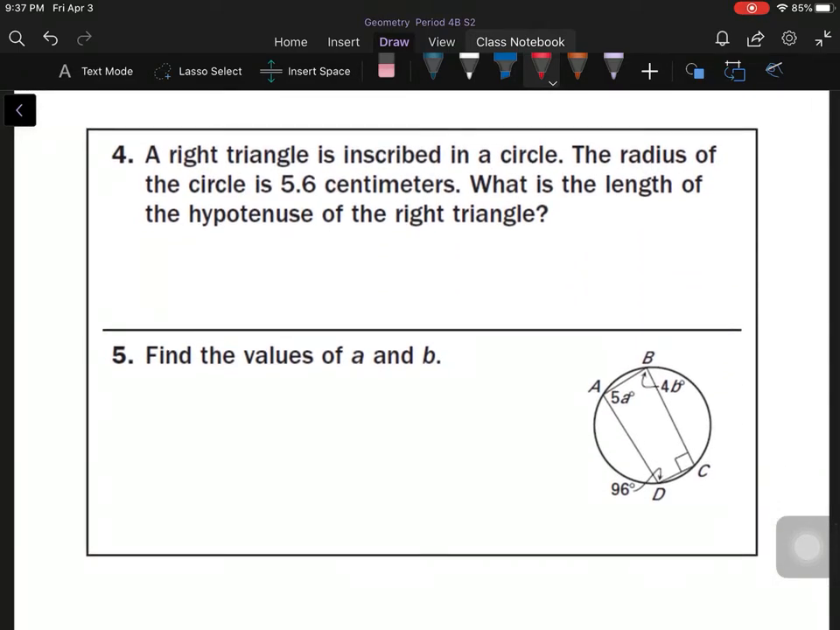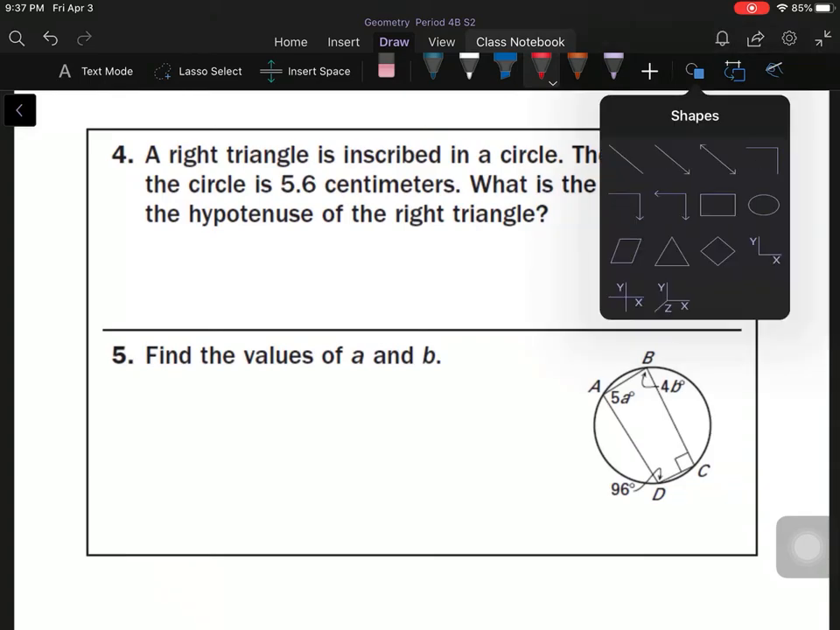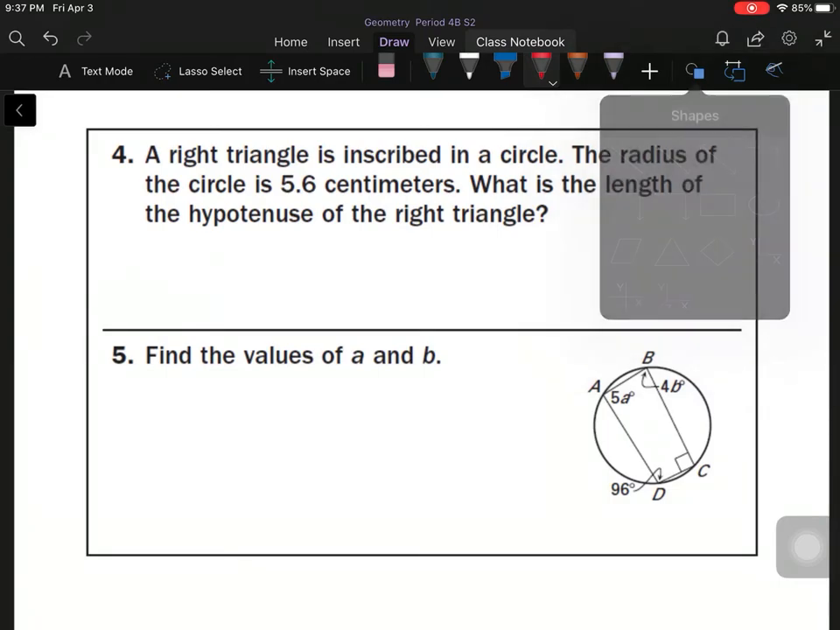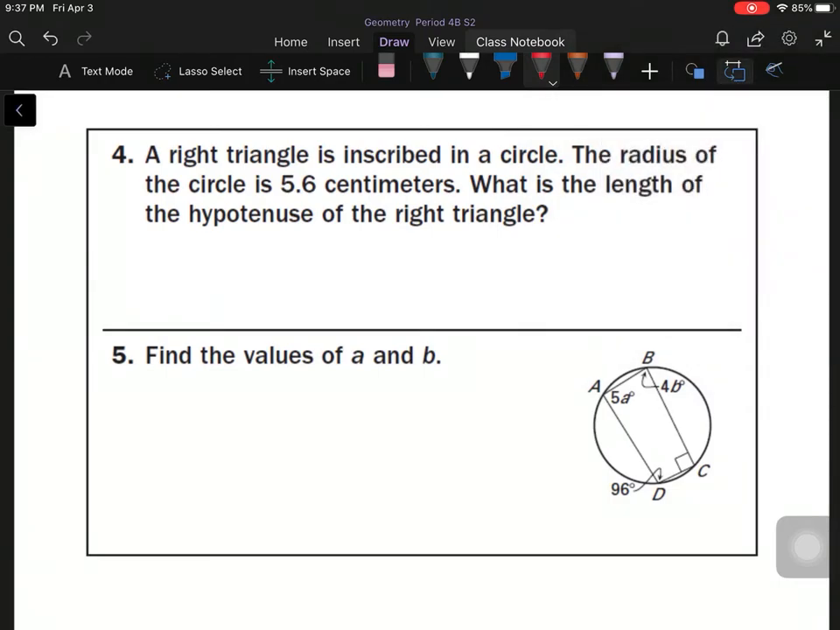Okay. Next one, a right triangle is inscribed in a circle. The radius of the circle is 5.6 centimeters. What is the length of the hypotenuse of the right triangle? So if a right triangle is located in a circle, if I draw that real quick, let me turn my shapes on here. I think it's this one. Oh, look at that, perfect circle. Man, I'm good.